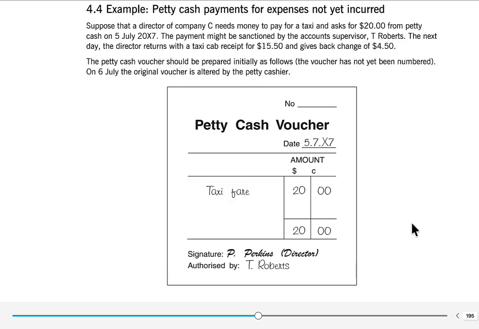So at this stage, the voucher is like a promise record. It is saying, we gave out $20 for taxi fare, and we are waiting for the receipt and the final proof. Step 2. The cash is given to the director. After the voucher is written and authorized, the petty cash cashier gives the cash. So now the petty cash box is reduced by $20, and the director can go and pay the taxi.